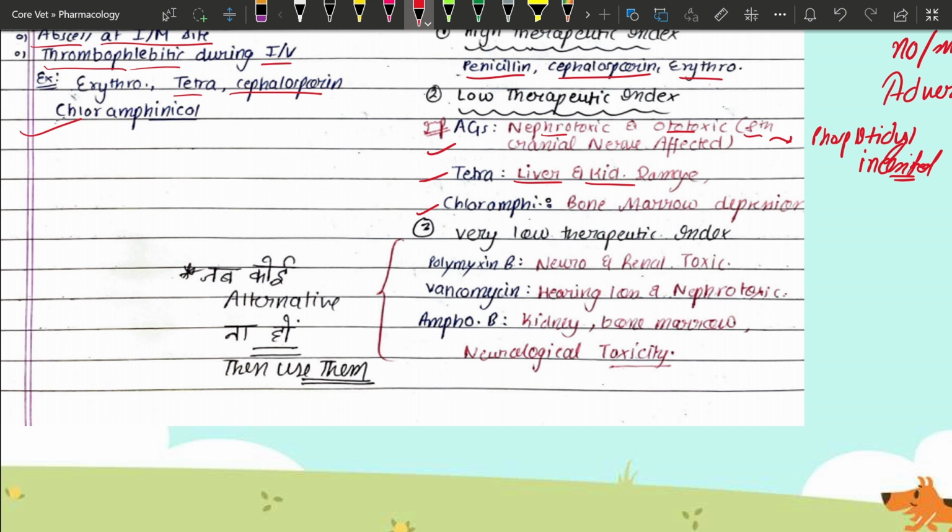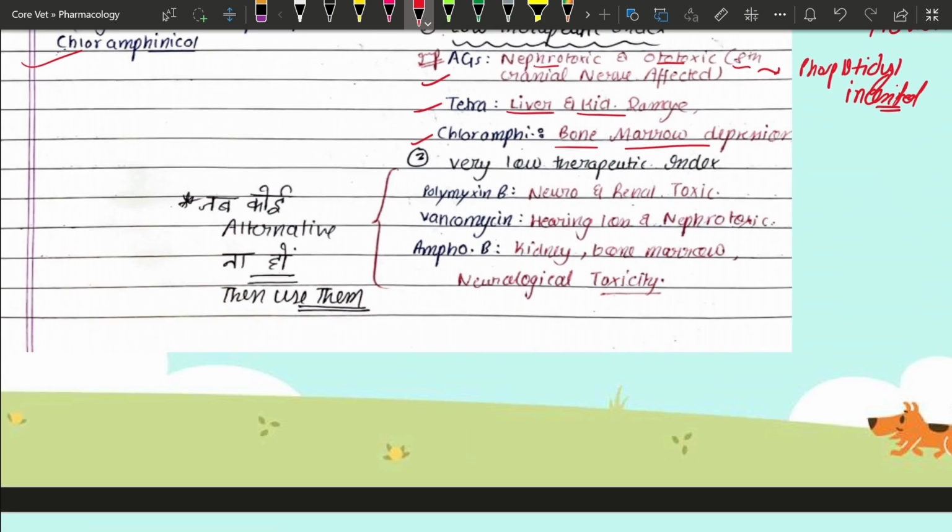Okay, so the tetracycline is liver toxic and nephrotoxic. It shows nephrotoxic and hepatotoxic activity by damaging the liver and the kidney. And the chloramphenicol shows bone marrow suppression. Okay, coming on to the drugs that have a very low therapeutic index, that are the polymyxin, vancomycin, amphotericin B.